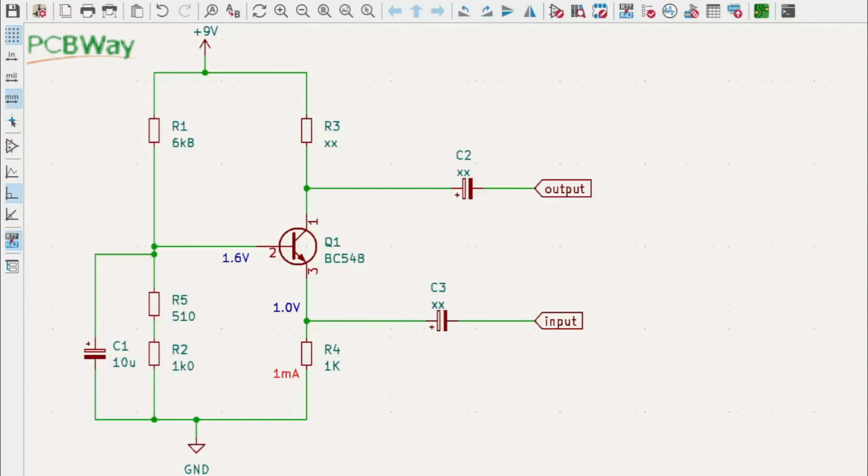To finish off the DC conditions for the circuit, we need to pick a value for R3, the collector load. Based on the fact it would be nice to have the output have maximum headroom, we would aim to have the collector voltage about half the supply voltage, e.g. 4.5 volts. So again, R3 equals 4.5 divided by 1 milliamp equals 4k7. So we'll put that in.